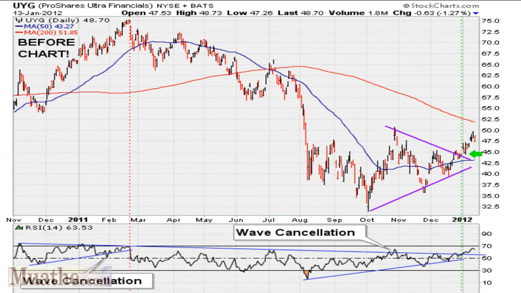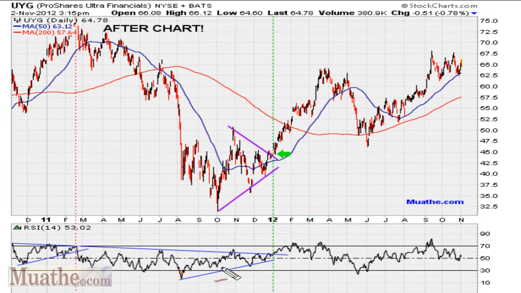And here is the after chart. So after the wave cancellation here, after that wave cancellation wedge, which is what we are studying, we had a breakout there, which corresponds to that price wedge breakout there, and the ETF has seen a big move since then.